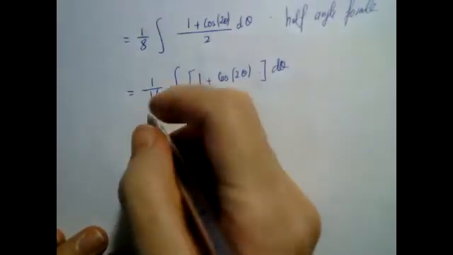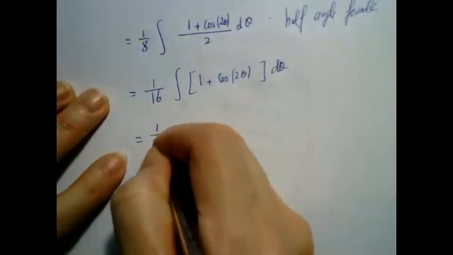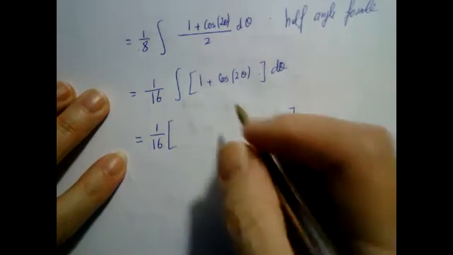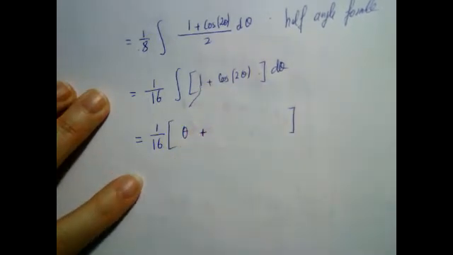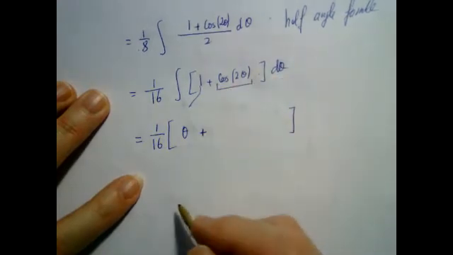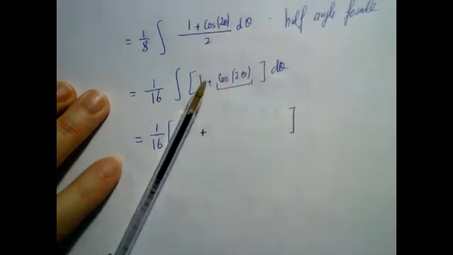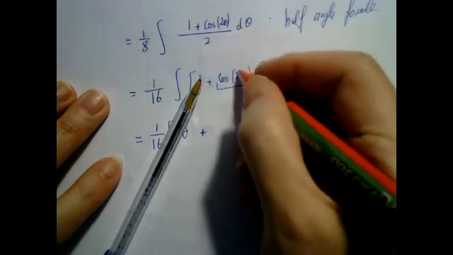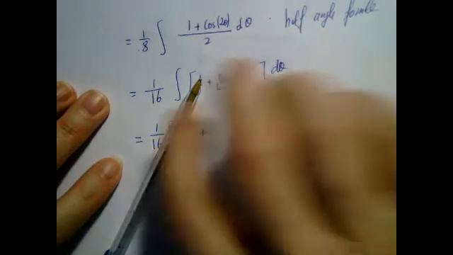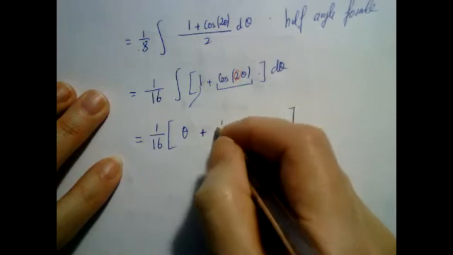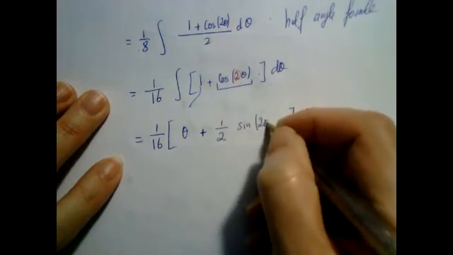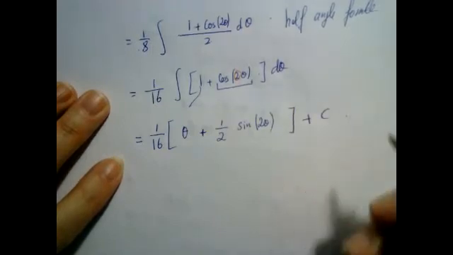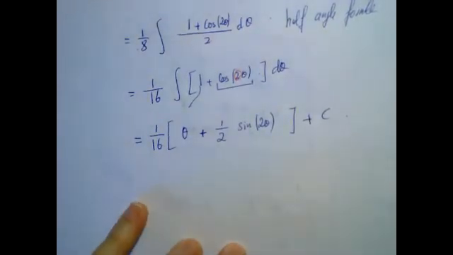All right. Now we have to find the antiderivative. The antiderivative of 1 is theta. The antiderivative of cosine 2 theta: you remember, because I have the 2 in here, I need a substitution, or I told you you can memorize the antiderivative of those. It's a half sine 2 theta plus c.